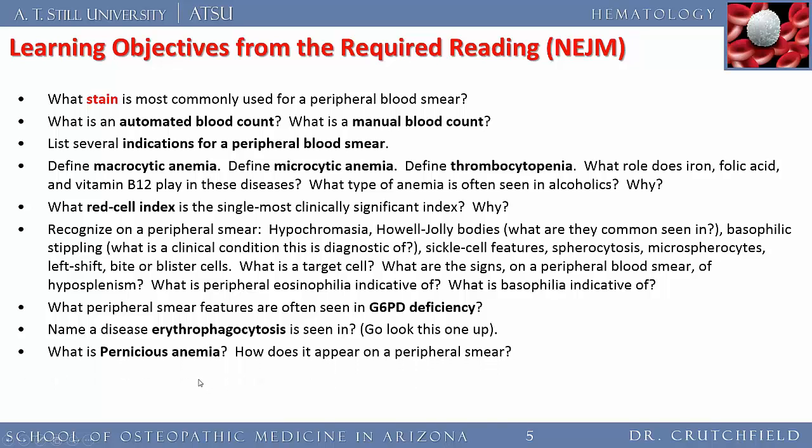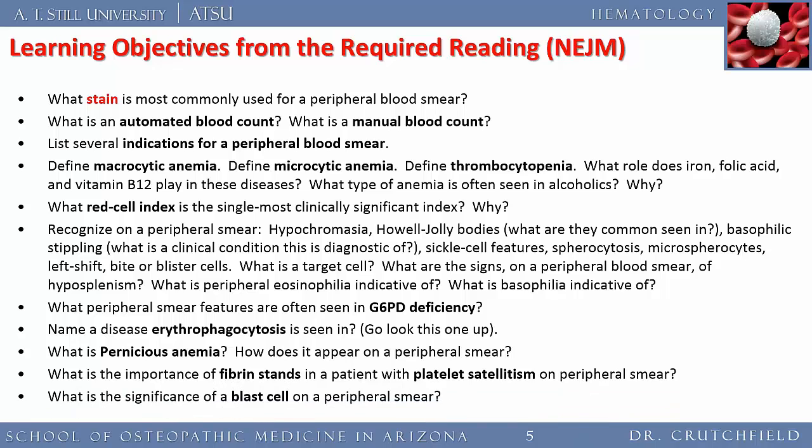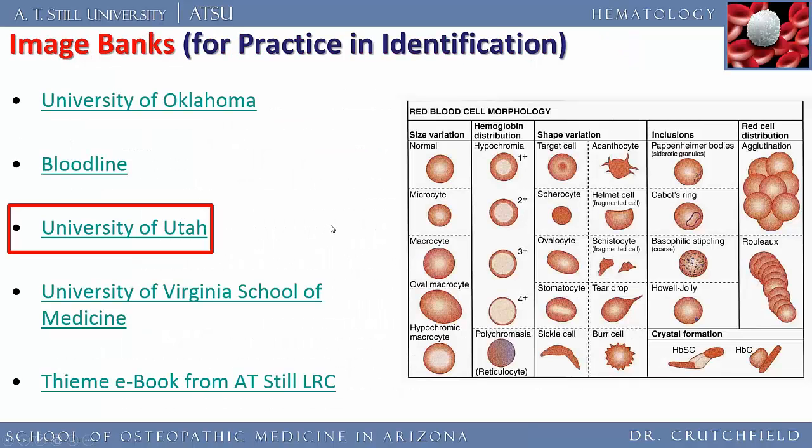What is pernicious anemia? How does it appear on a peripheral smear? What's the importance of fibrin strands in a patient with platelet satellitism on a peripheral smear? And what's the significance of a blast cell on a peripheral smear? So, no, I am not a hematologist. I'm a surgeon, but we are looking at probably 10 to 50 CBCs every day, and after a while, they expect you to know what you're looking at.